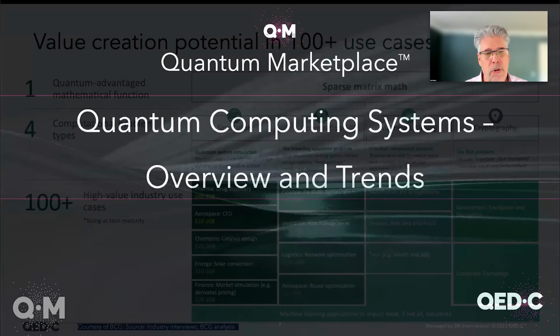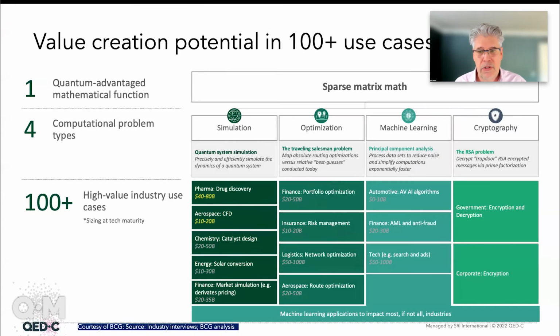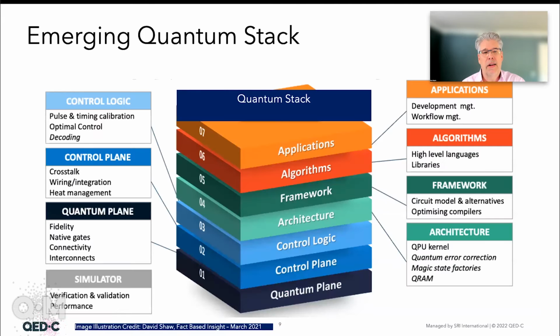Okay. Some overview of some trends. This is courtesy of BCG. We actually have Matt from BCG presenting today as well. I like this slide because it shows 100 plus potential use cases, covering areas of simulation, optimization, machine learning, and cryptography. And we'll get into this a bit more in the upcoming work here.